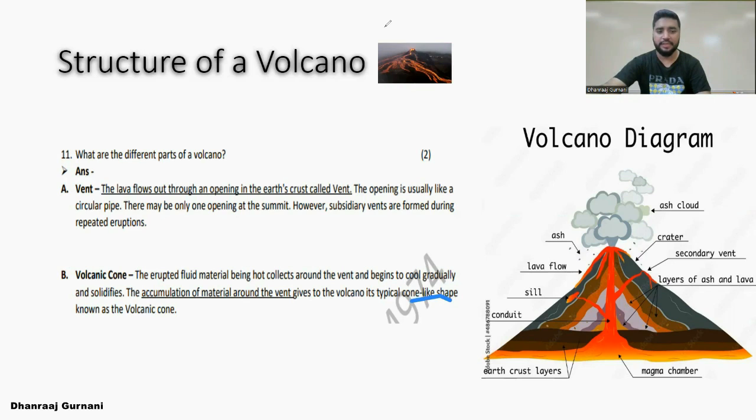Revising once again, the volcanic cone: the erupted material when it comes out will cool and gradually solidify to form rocks. This accumulated material around the vent gives it a cone-like shape. This is known as the volcanic cone. So these are the two structures of a volcano: the vent, which is usually a circular pipe, with subsidiary vents that can be formed, and the volcanic cone, a cone-like structure.